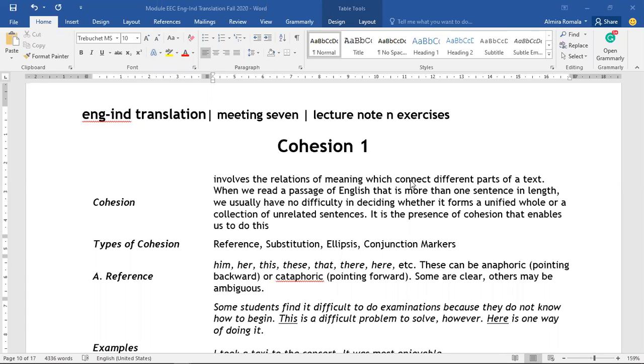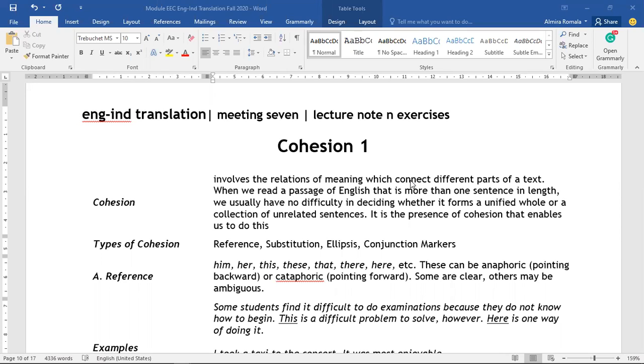Welcome back to EEC English-Indonesian translation class, and we will talk about cohesion in translation. It is a new chapter, new material, that I think is very important in translating. Therefore, we will talk about this material to help us in translating and also to produce a good translated text in Bahasa Indonesia. Okay, first things first, guys, we will learn what cohesion is.